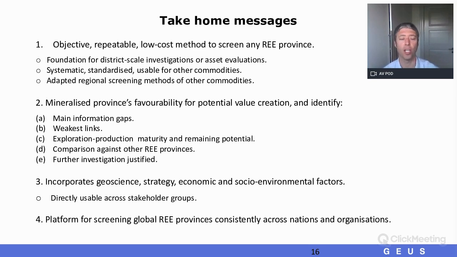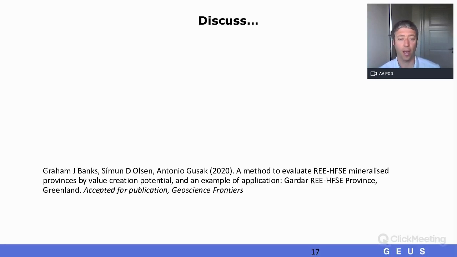We've showed how to incorporate geoscience, strategy, economic and socio-environmental factors on a screening scale, which is directly usable across those different stakeholder groups. And therefore we've created a platform for organizations to screen rare earth element provinces consistently across nations and organizations. So if you'd like to discuss this more, I'd welcome that. And our publication has currently been accepted and will be available in the public domain soon. So thank you for your time, and I look forward to more conversations.